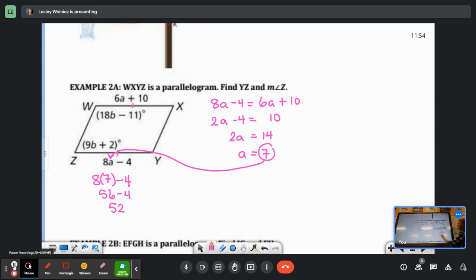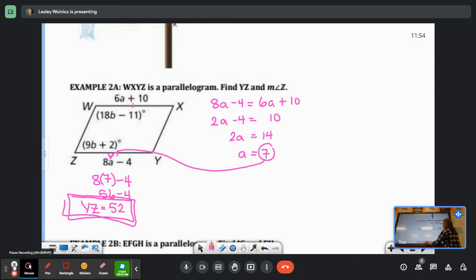Okay, so that is YZ. Let's label that. This is a measure, so it does not get a bar above it because we're talking about a length. Let's put that in a box. Okay, what's the next thing we have to find?